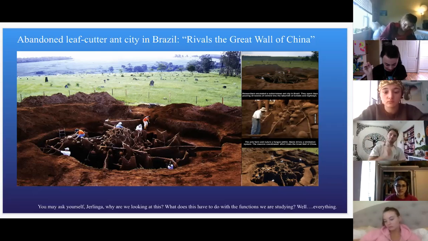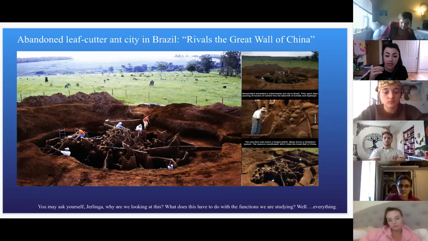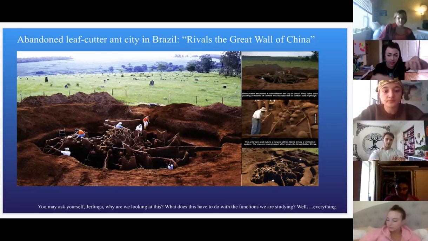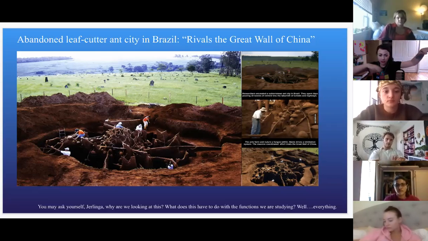1,000 years. Now, not long ago, this is what this picture is of right here, they found an abandoned leafcutter ant city in Brazil. Since there were no ants in it anymore, and they saw all these openings all over the place, they're like, I wonder what it looks like inside. So they excavated it.